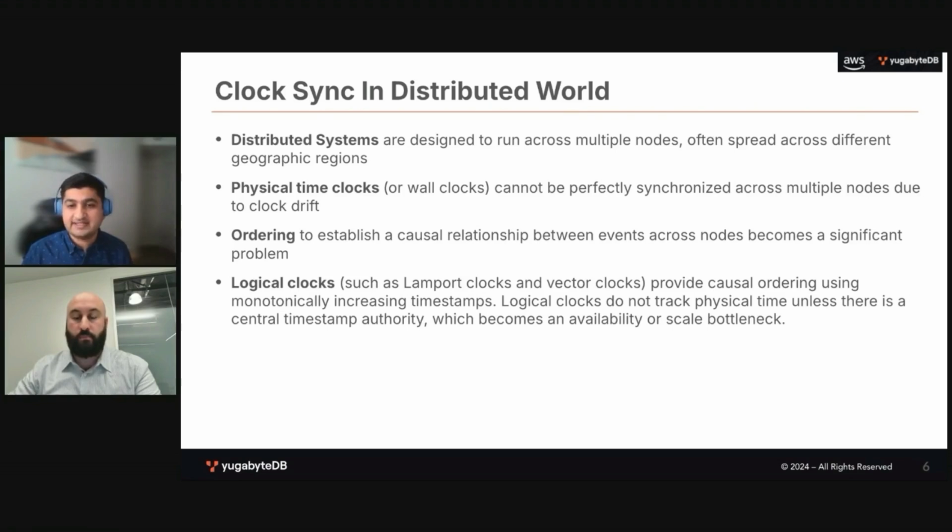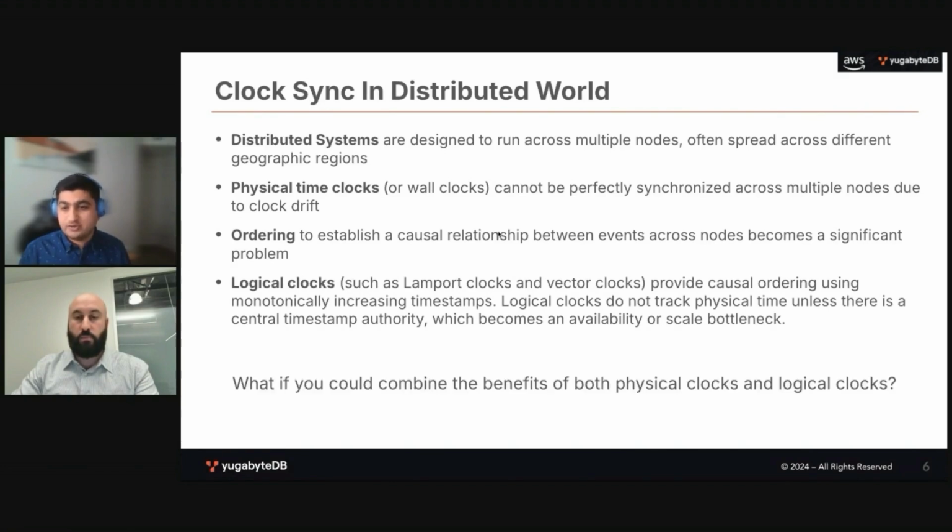So it's not really an acceptable solution from that perspective, unless you use some central time authority. And a central timestamp authority is not a feasible solution either, because in that case, the central timestamp authority, or the timestamp oracle, can become a single point of failure, or it can even become a scale bottleneck due to latency issues. So is there a better way? Can we synchronize in a distributed system without sacrificing either of the two?